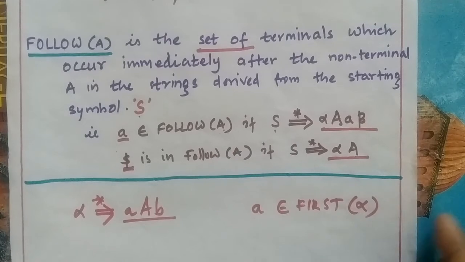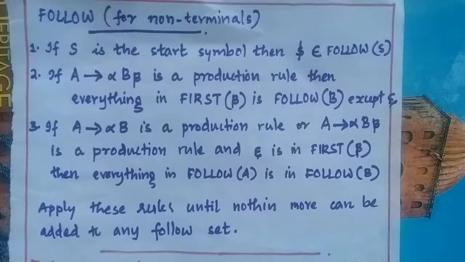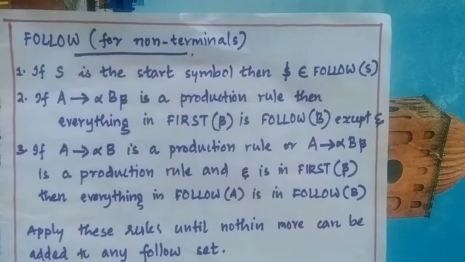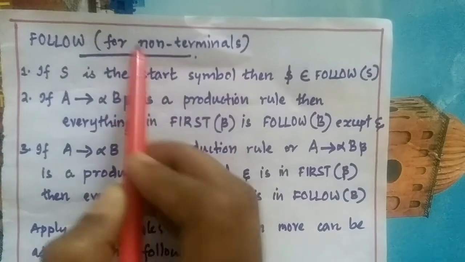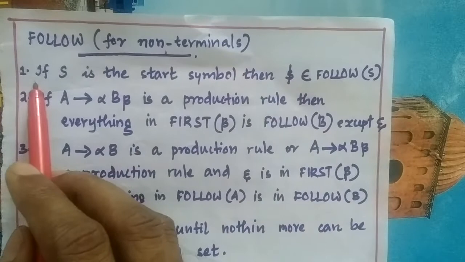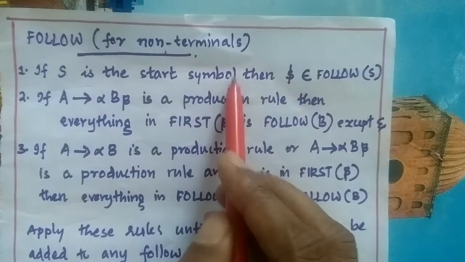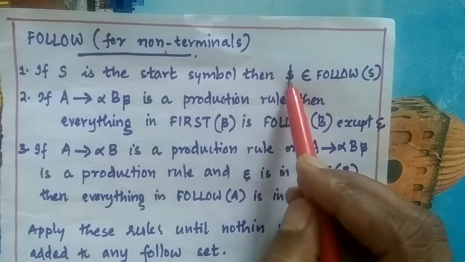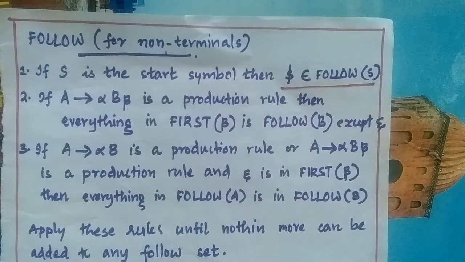Okay, fine. Then we can see the algorithm used for computing follow of a non-terminal. This is a three-step algorithm, a very simple algorithm we can use to compute follow of a symbol of a grammar. The first step is: if S is the start symbol of the grammar G, then dollar belongs to follow of S. That is the first rule.